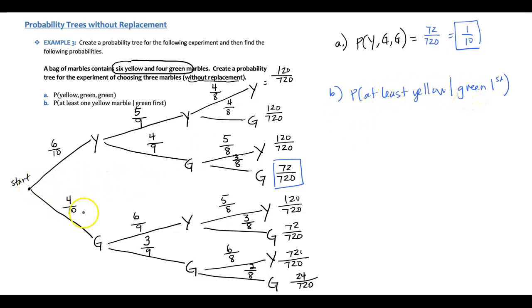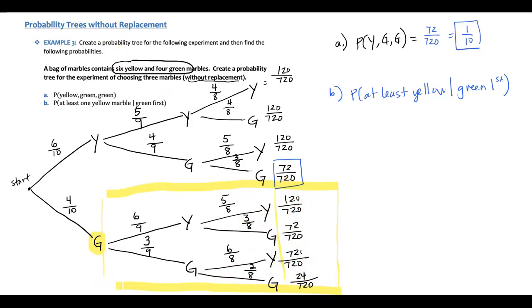But because green was listed first, we could also use that shortcut of moving the starting position. So I'm going to move the starting position to what we know for sure happened, and that green was first. So I'm going to ignore the rest of the probability tree, and I'm going to focus on the part of the probability tree that's after green being first.